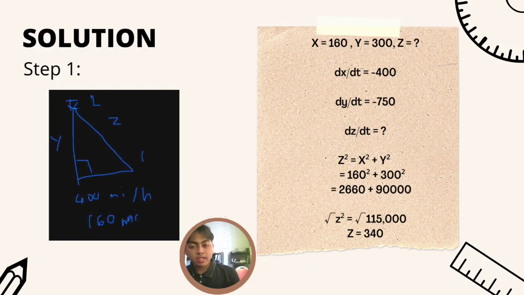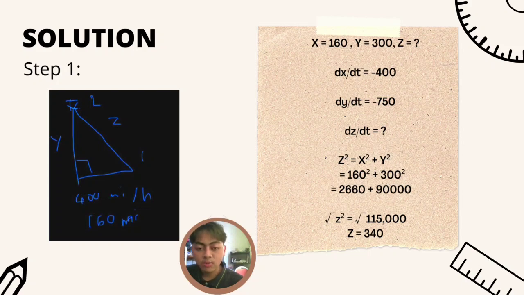Now we know that x is equal to 160, y is equal to 300, and z is the value that we need to find first to find dz over dt. dx over dt will be negative 400, dy over dt will be negative 750. Why negative? Because the planes are traveling toward the convergence point, so the distances are decreasing. That is why the value will be negative.